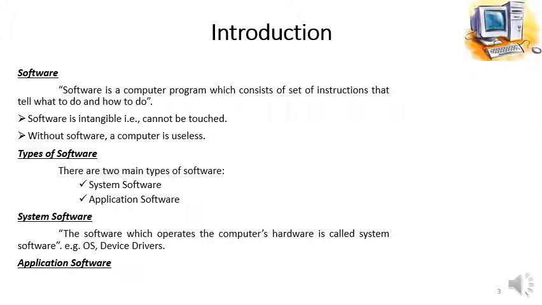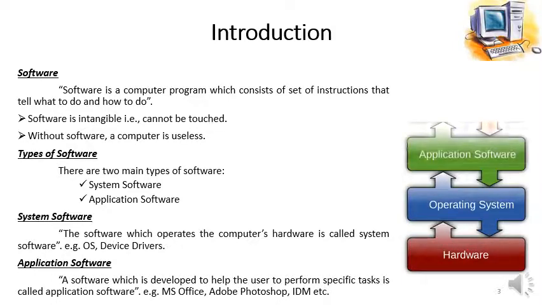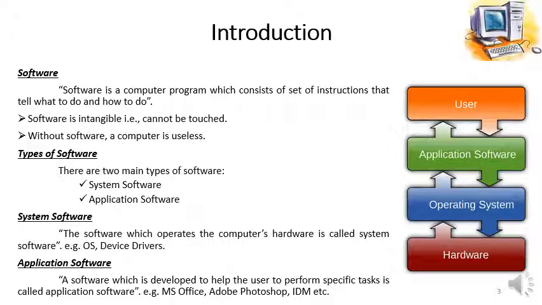Now, the second type of software, that is application software. A software which is developed to help the user to perform specific tasks is called application software. That's why it is called application specific software. The software which is used for a specific purpose or specific task is called application software, and the software with which the user actually interacts is called application software.